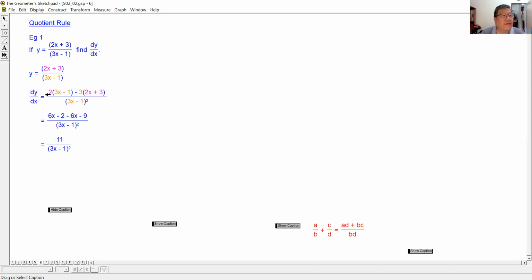So differentiate the top, keep the bottom. Differentiate the bottom, keep the top. Then the function at the bottom, the whole thing is raised to the power of 2. If this is power of 2, then you raise the power of 2 again, and it becomes power of 4.